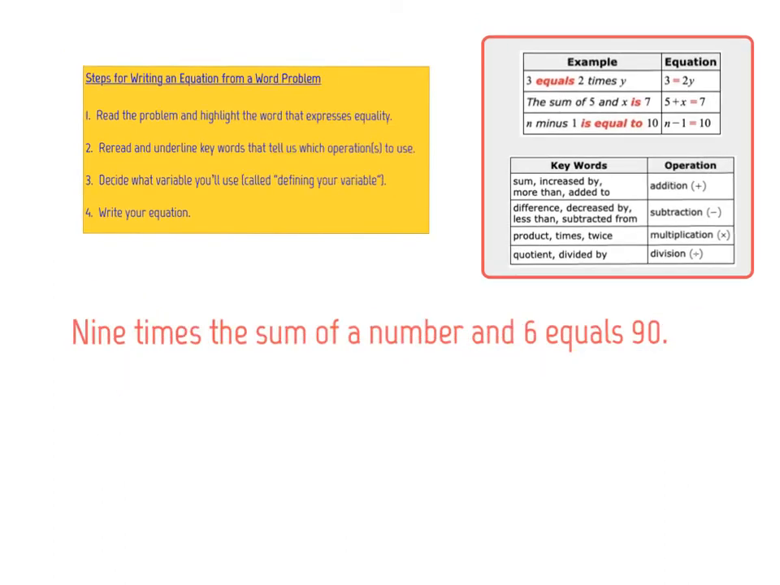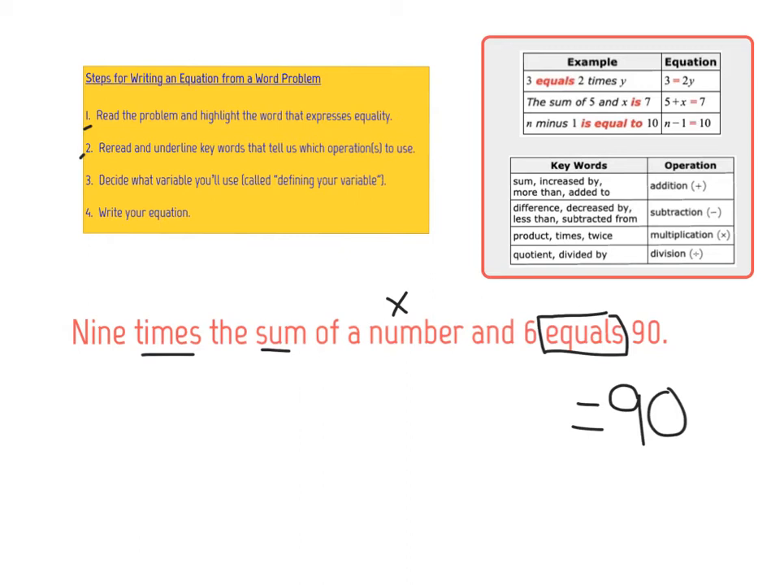We've got 9 times the sum of a number and 6 equals 90. So we know something's going to equal 90. Now I can just focus on the front part of it. We have 9 times the sum of a number and 6 equals 90. So those are our 2 operation keywords. Let's call our number x. Doesn't always have to be x, but x is easy, so let's stick with it.